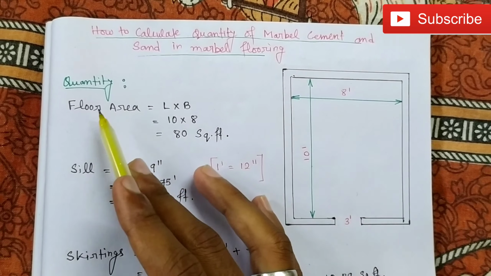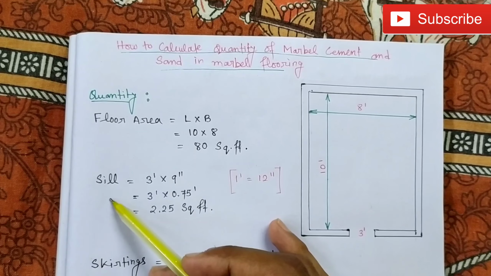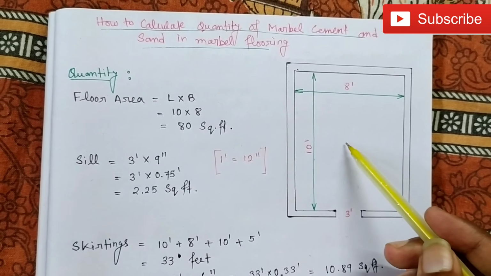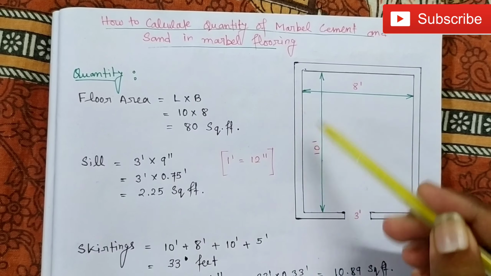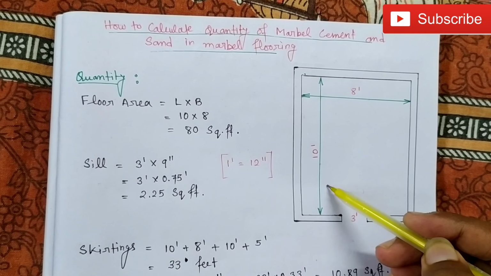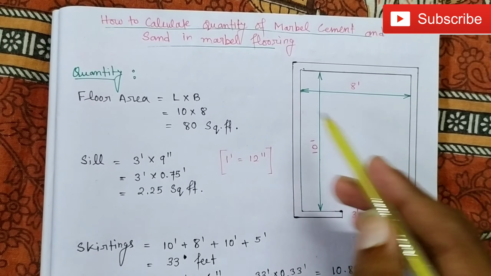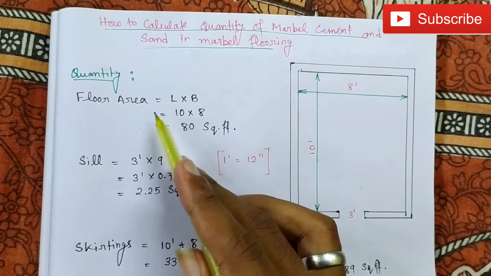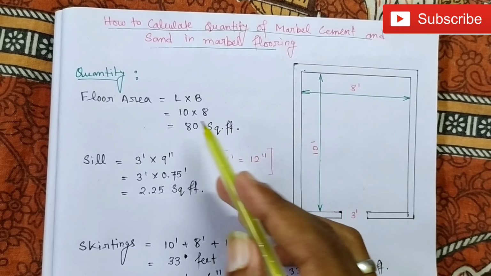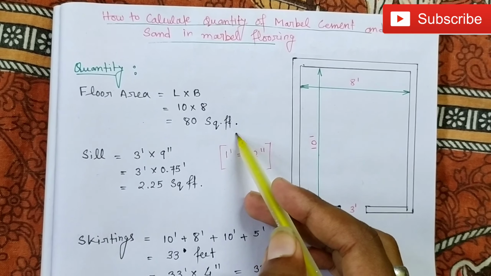Now here at first we calculate the quantity of floor area, sill area and skirting. Here we see a plan of a room, 8 feet by 10 feet size. So now we calculate the floor area. For floor area we know the area is length into breadth. So 10 feet into 8 feet equal to 80 square feet.